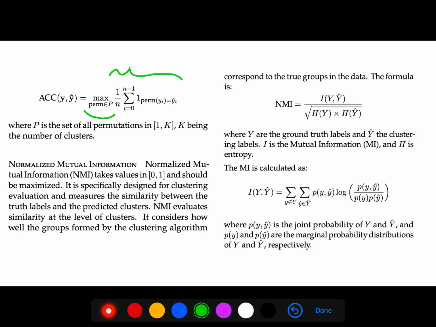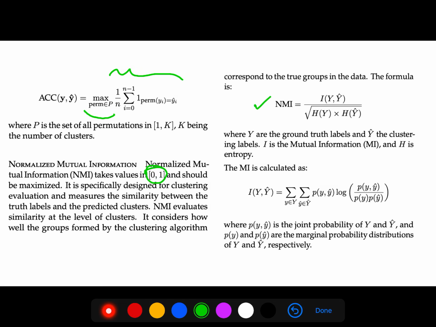And then they talk about normalized mutual information, which takes values in [0, 1] and should be maximized. It is specifically designed for clustering evaluation and measures the similarity between the truth labels and the predicted clusters. NMI evaluates similarity at the level of clusters. It considers how well the groups formed by the clustering algorithm correspond to the true groups in the data.